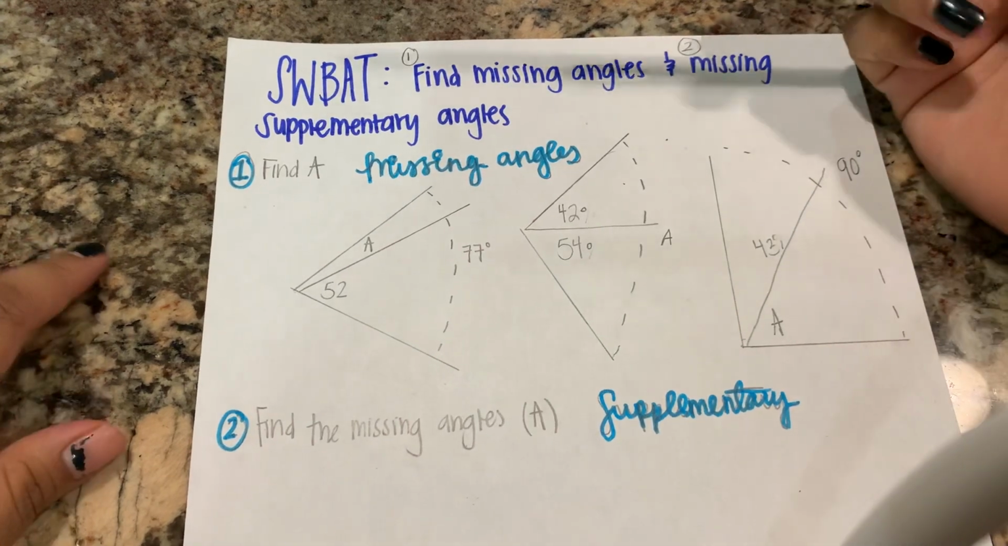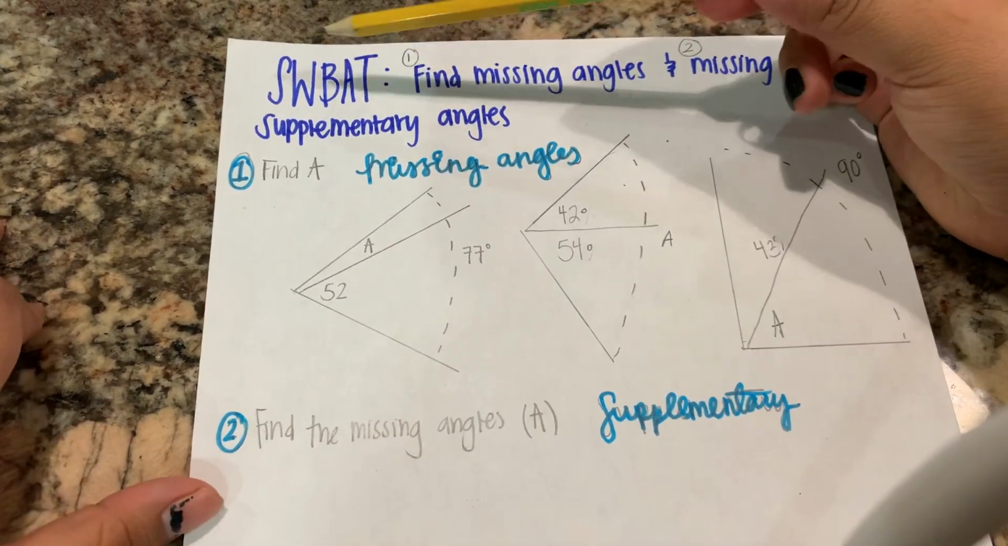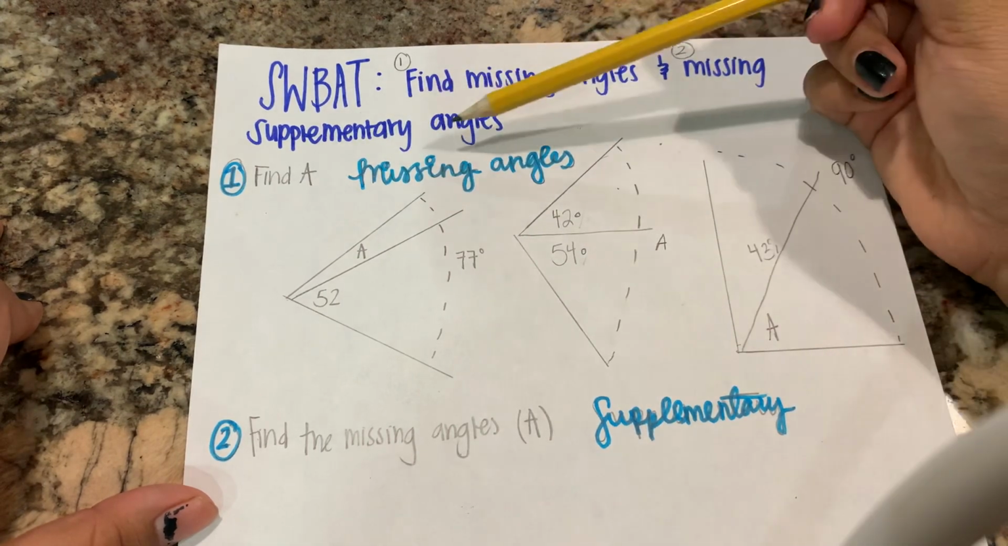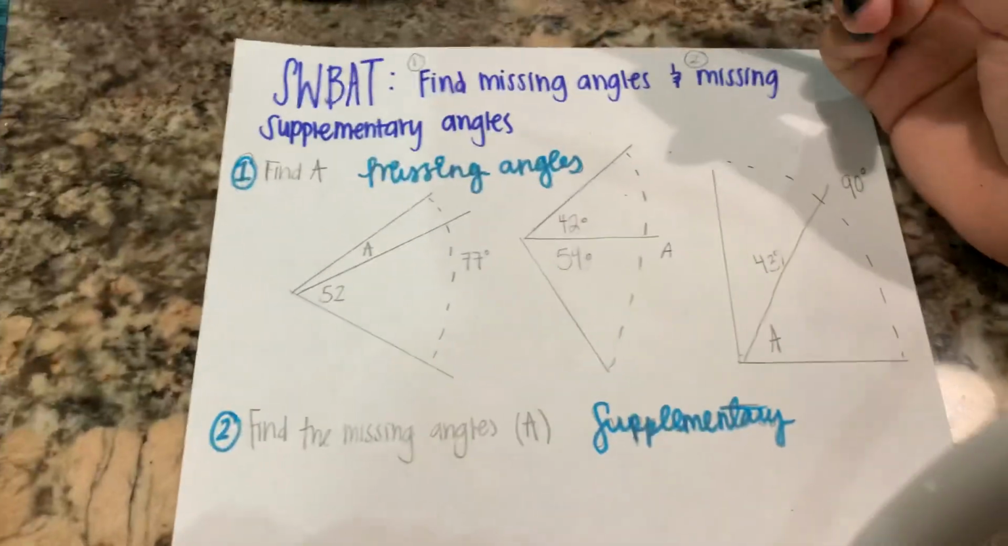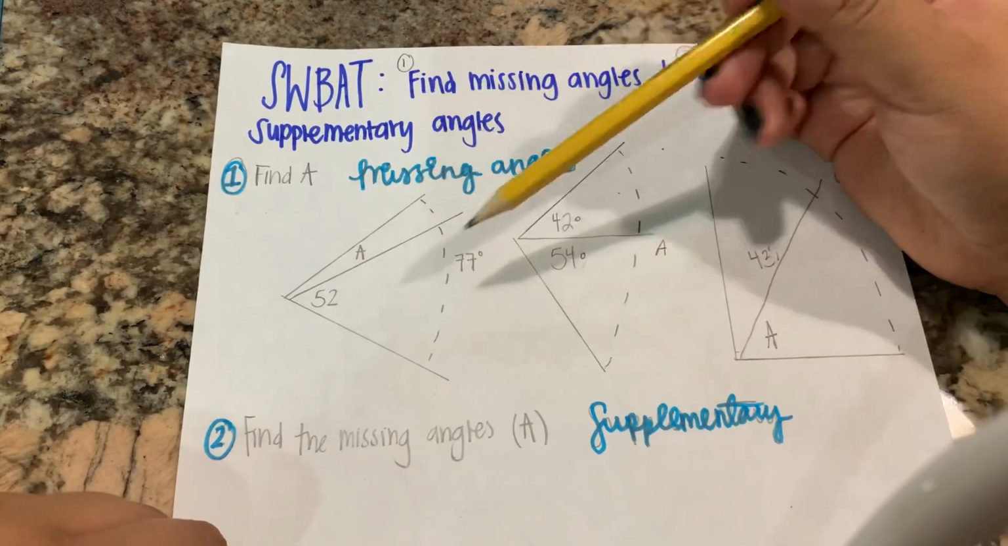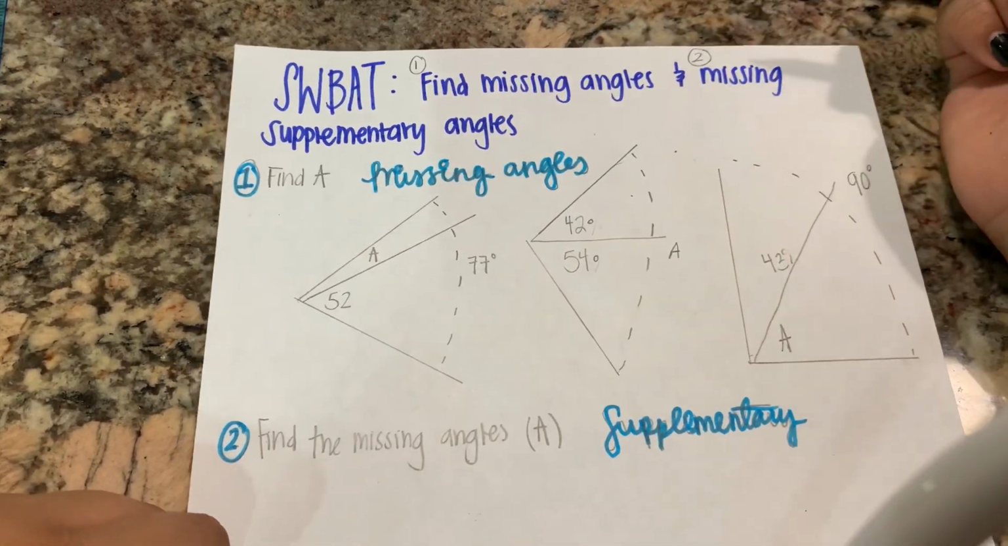All right, so the objective for today's lesson is that you are able to find missing angles and find missing supplementary angles. So first, let's see what missing angles is. And missing angles will be a lot like that first worksheet that you have in your work today.